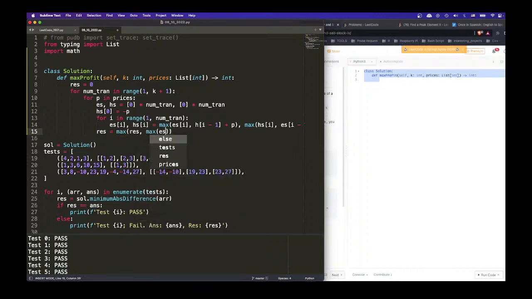of the empty state. It's not going to be the holding state, right? Because holding state, it doesn't make any sense. If you hold something, you should sell it. It makes better profit. So we just say maximum this, right?